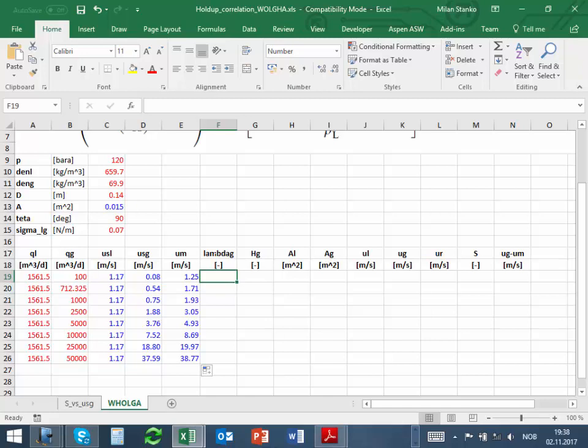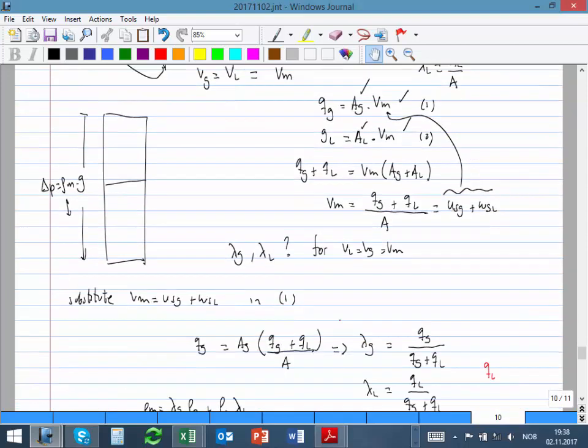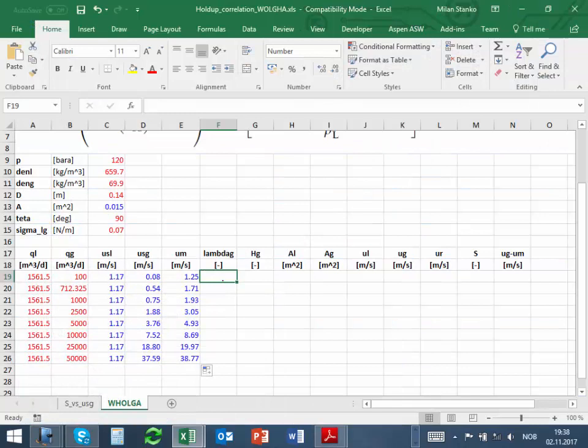What is lambda? Lambda g is the area that the gas occupies, right? If you remember, it is the area of the gas compared to the total area of the pipe when both are traveling at the same speed. And I told you there is a formula for that. If both go at the same speed, then lambda of the gas is equal to rate of gas divided by total rate. Okay, so we do that. Lambda of the gas is equal to the rate of the gas divided by the rate of the gas plus the rate of the liquid.